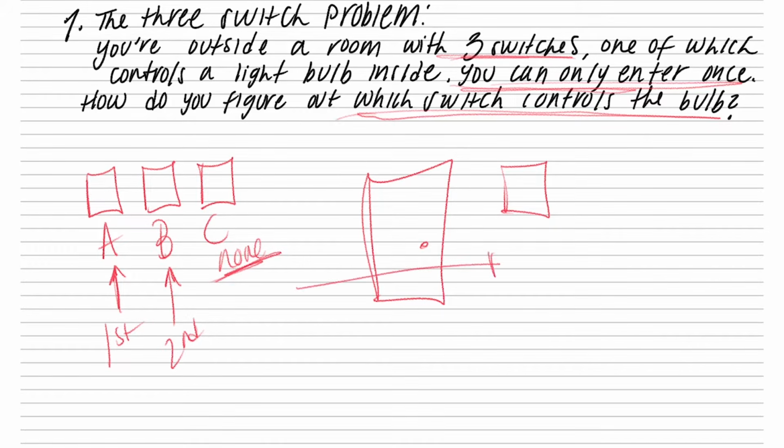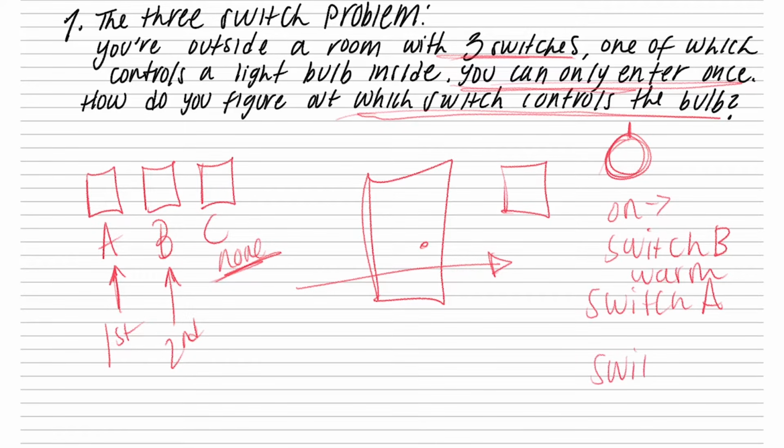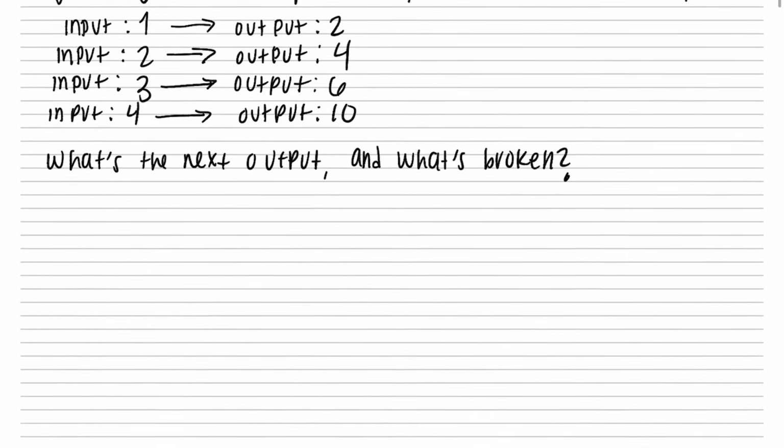And I'm gonna go inside, and I'm gonna turn the switch on. If the light turns on, I'll know that switch B is the answer. If it's not on, but it's warm, I'll know that switch A is the answer. If it's completely off, I'll know that switch C is the answer because this never turned on. So it has to be the one I didn't touch. All right, sounds good.